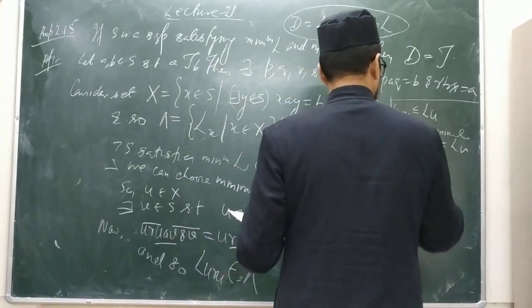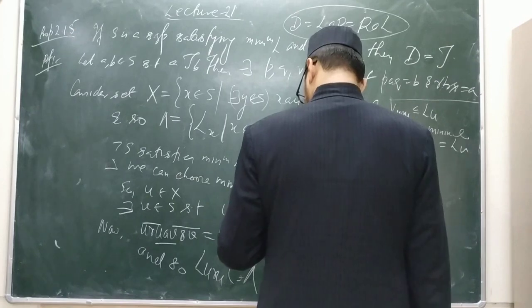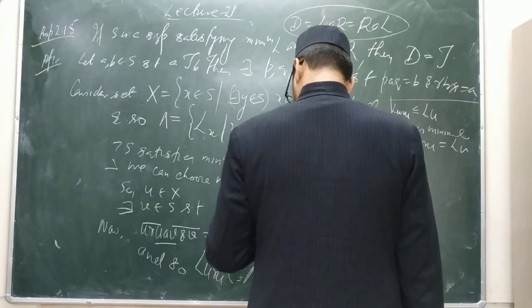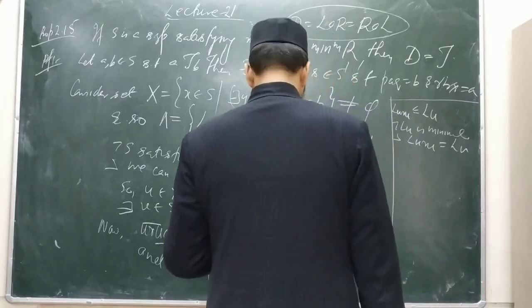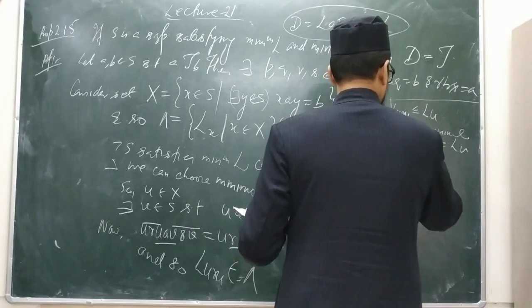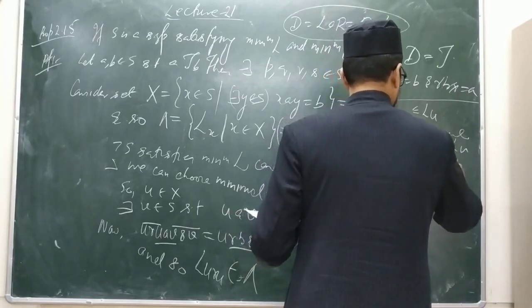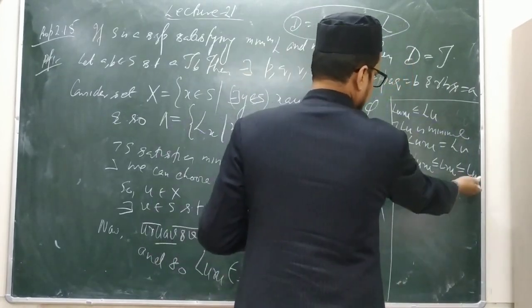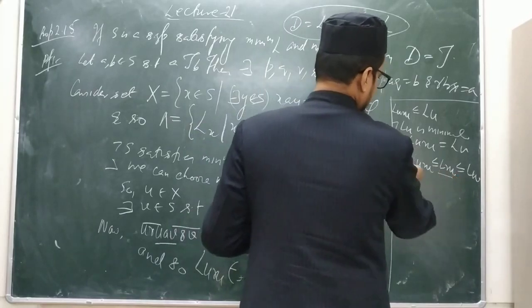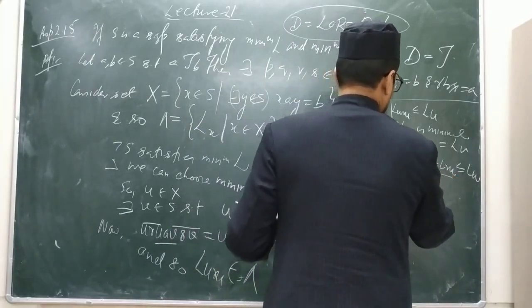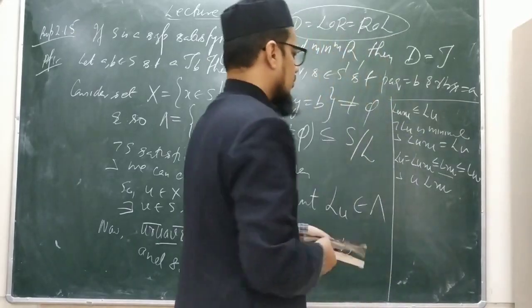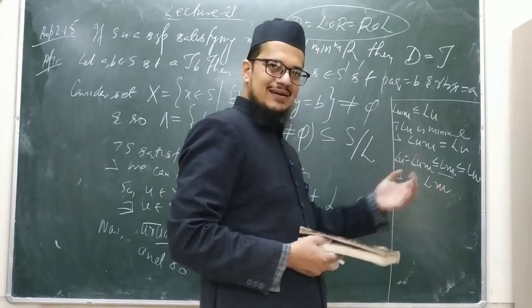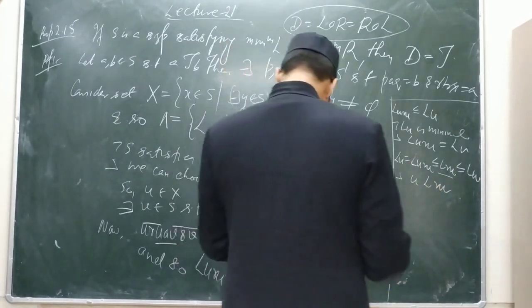So LU is equal to LURU, it is less than LRU, it is less than LU, correct? So it means that here it is LU, here it is LU. It means this and these are equal to each other. Because LU is equal to LRU, it means U and RU are related to each other. Now L is the right congruence, correct?